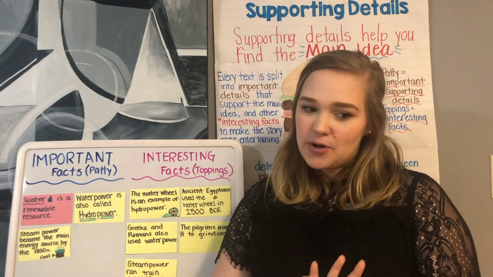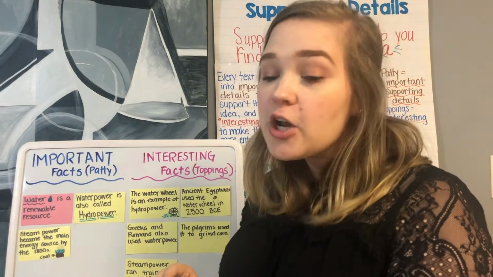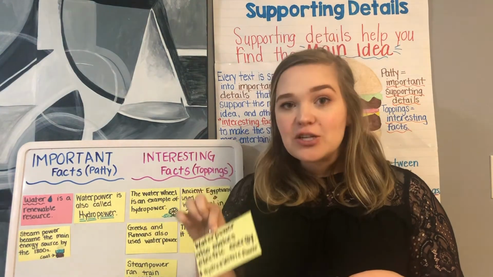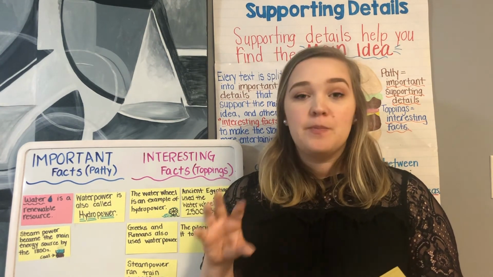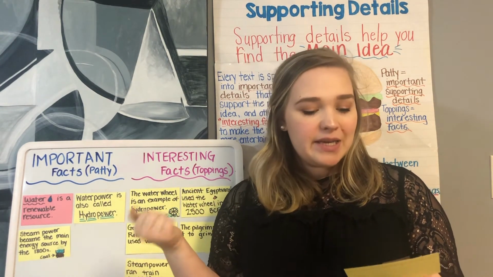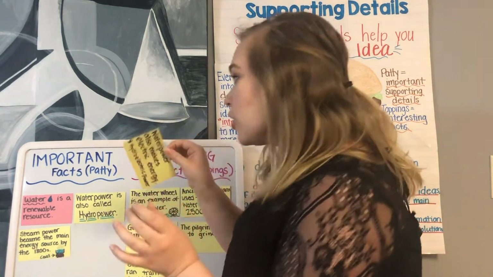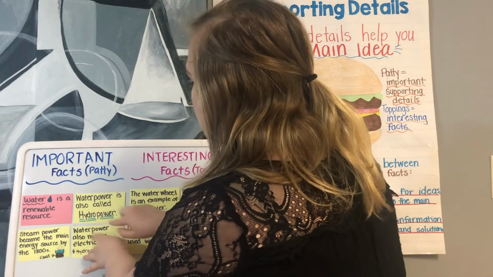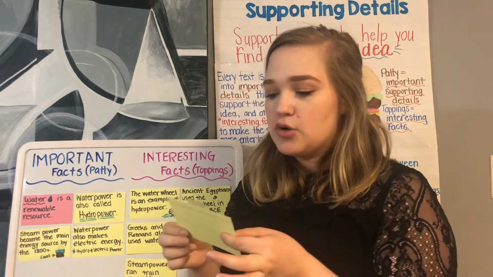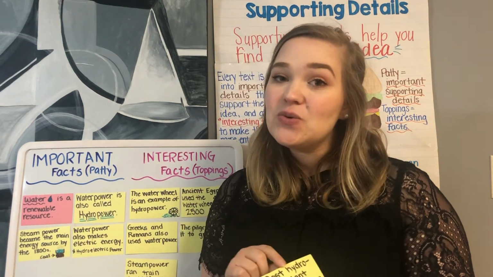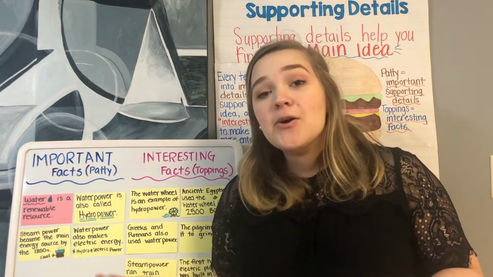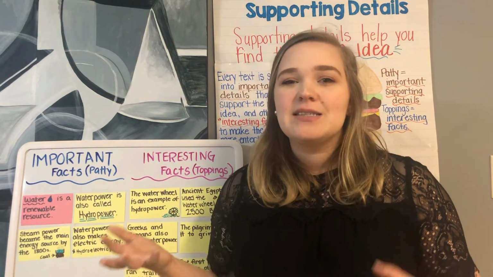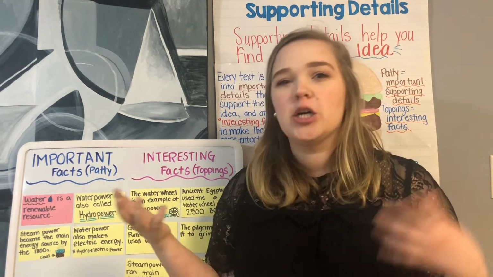Our very last important fact that we just found was that water power can also make electric energy, which we are using today. And another word for water-powered electric energy is hydroelectric power. So we're going to put that in our last important fact. All right, and then we learned that the first hydroelectric plant was built in 1882 in Wisconsin, which is an interesting fact because it's about hydroelectric energy, but it's not necessarily about water energy.